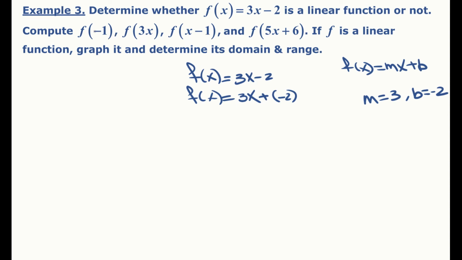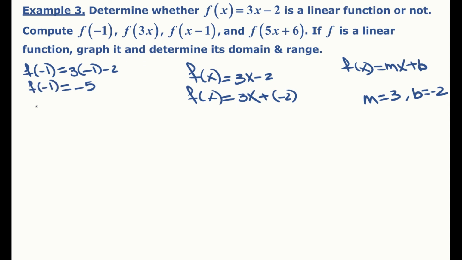All right, so now we want to find f of negative 1, which of course we can find very easily by substituting negative 1 for x in the definition of the function. So we get 3 times negative 1 minus 2. So we get negative 3 minus 2, which is negative 5. So there is f of negative 1.